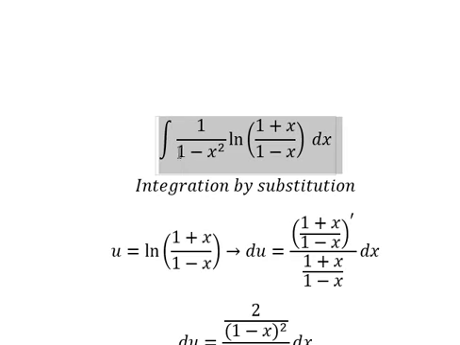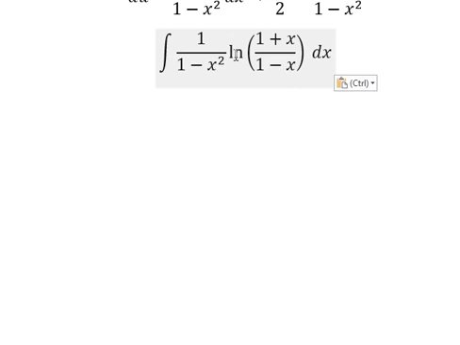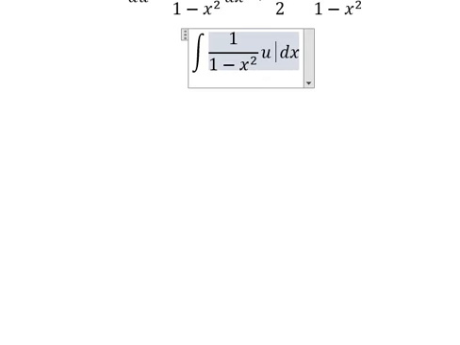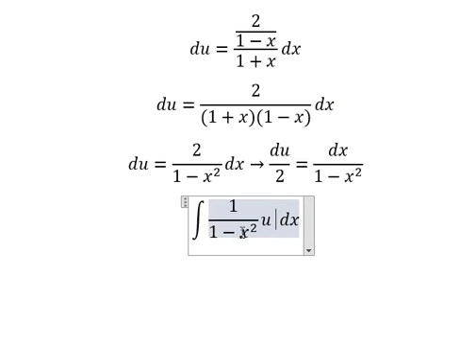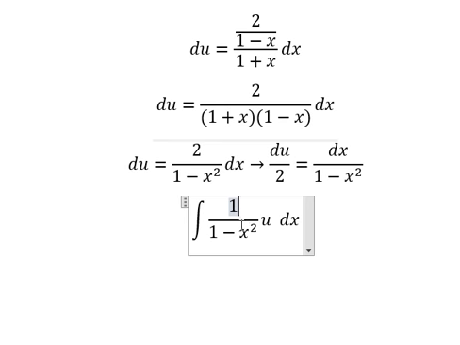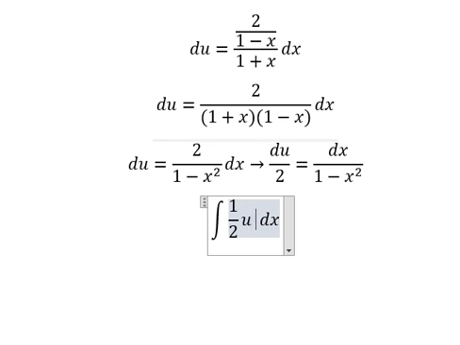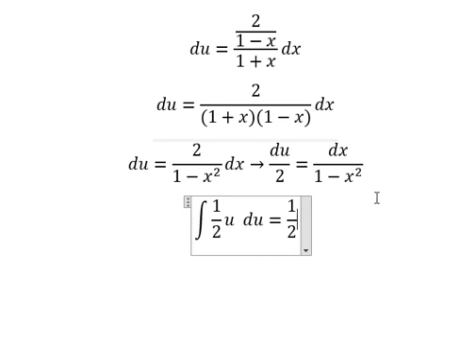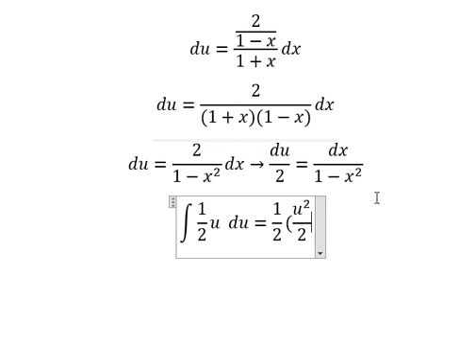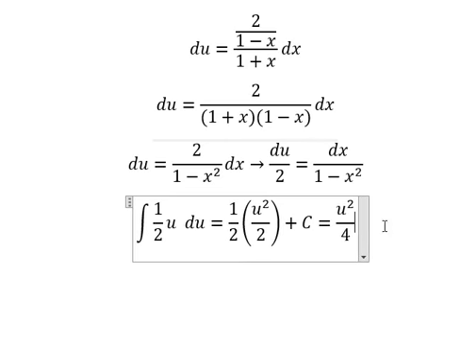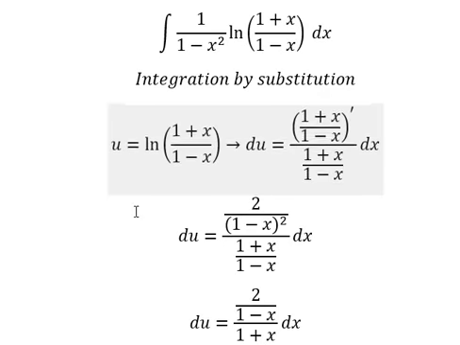So we go back in here. This one, that is about u. Dx over 1 minus s squared we change by u over number 2. The integration of u, we have u squared over 2, and then we put c. Number 2, you got number 4. About u, that is this one.